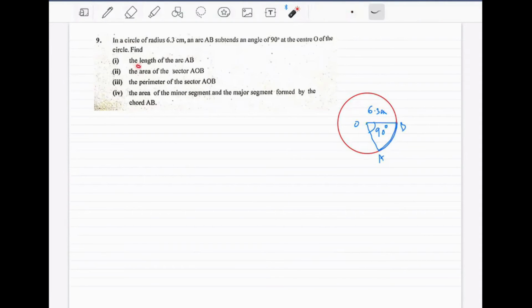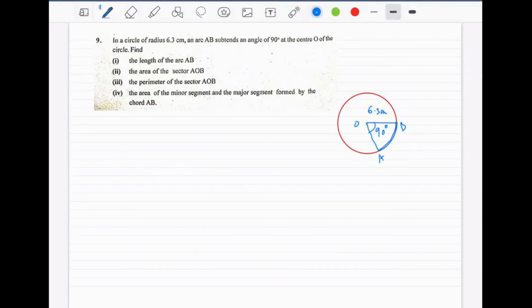All right. Length of arc AB, we want to find out this. Area of the sector AOB, area of this portion right here. And perimeter of the sector AOB. The perimeter is this part, and this part. The total is perimeter.